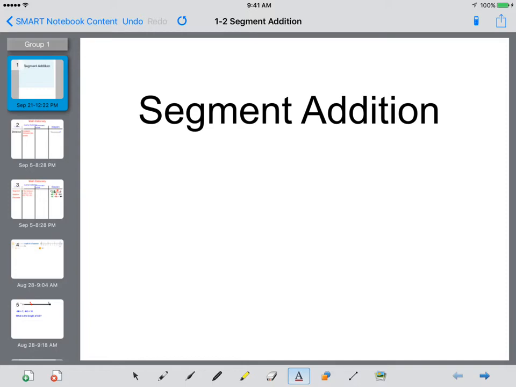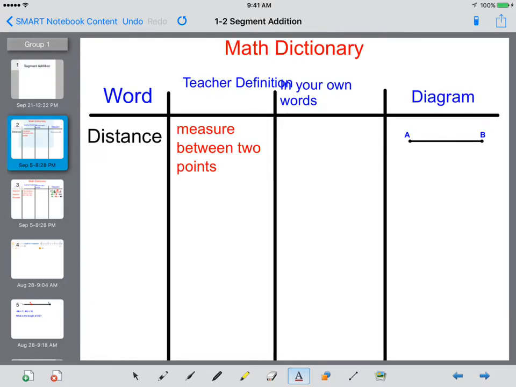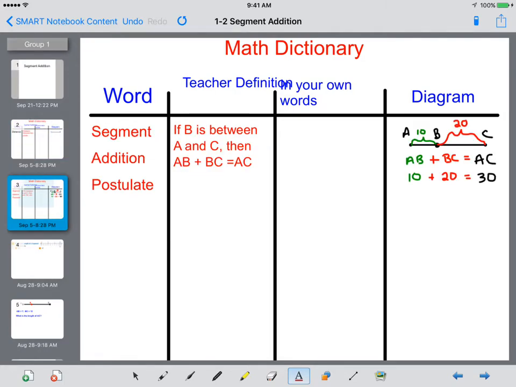Here is word number one. Pause the video now and write it in your dictionary. Word number two. Pause the video, write this one down.